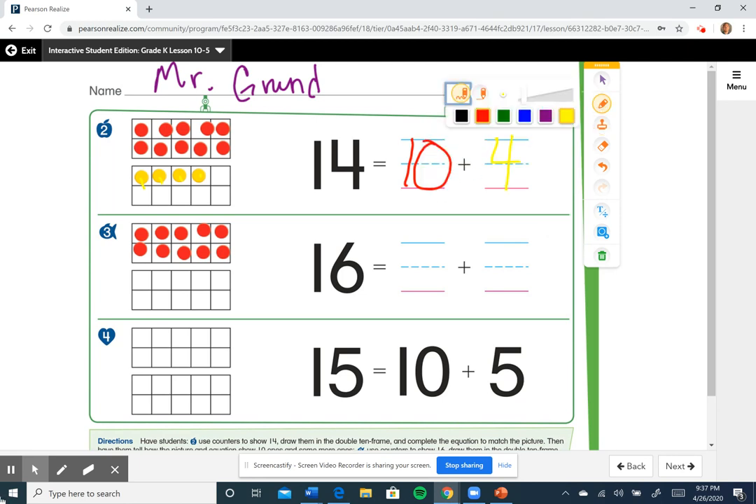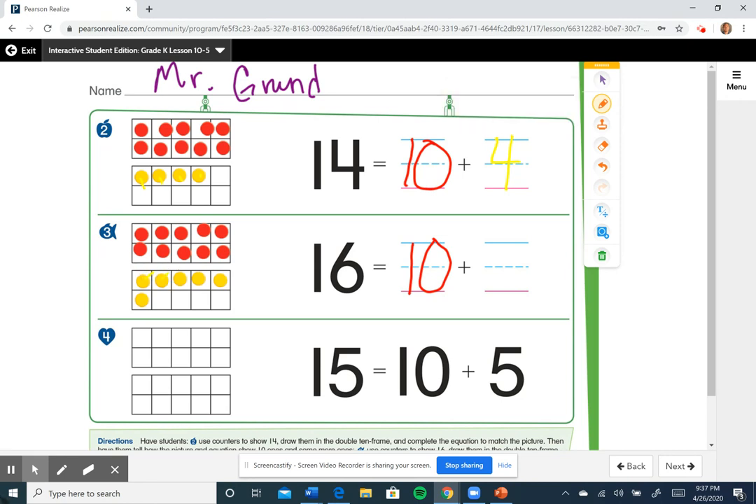So I better write my 10 right away so we know. And then our yellow counters, we need to get to 16, remember. So now let's keep counting until we get to 16. 11, 12, 13, 14, 15, 16. Awesome.